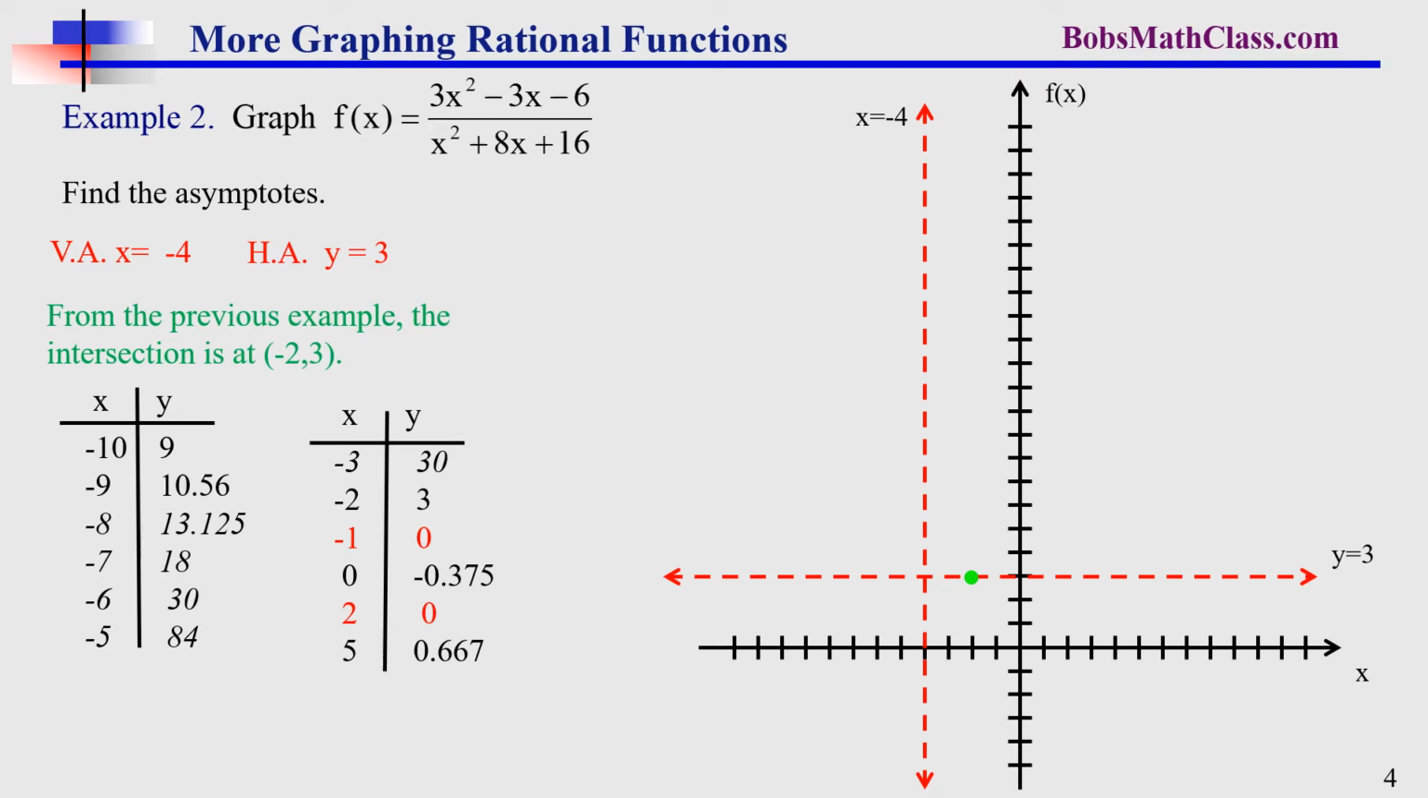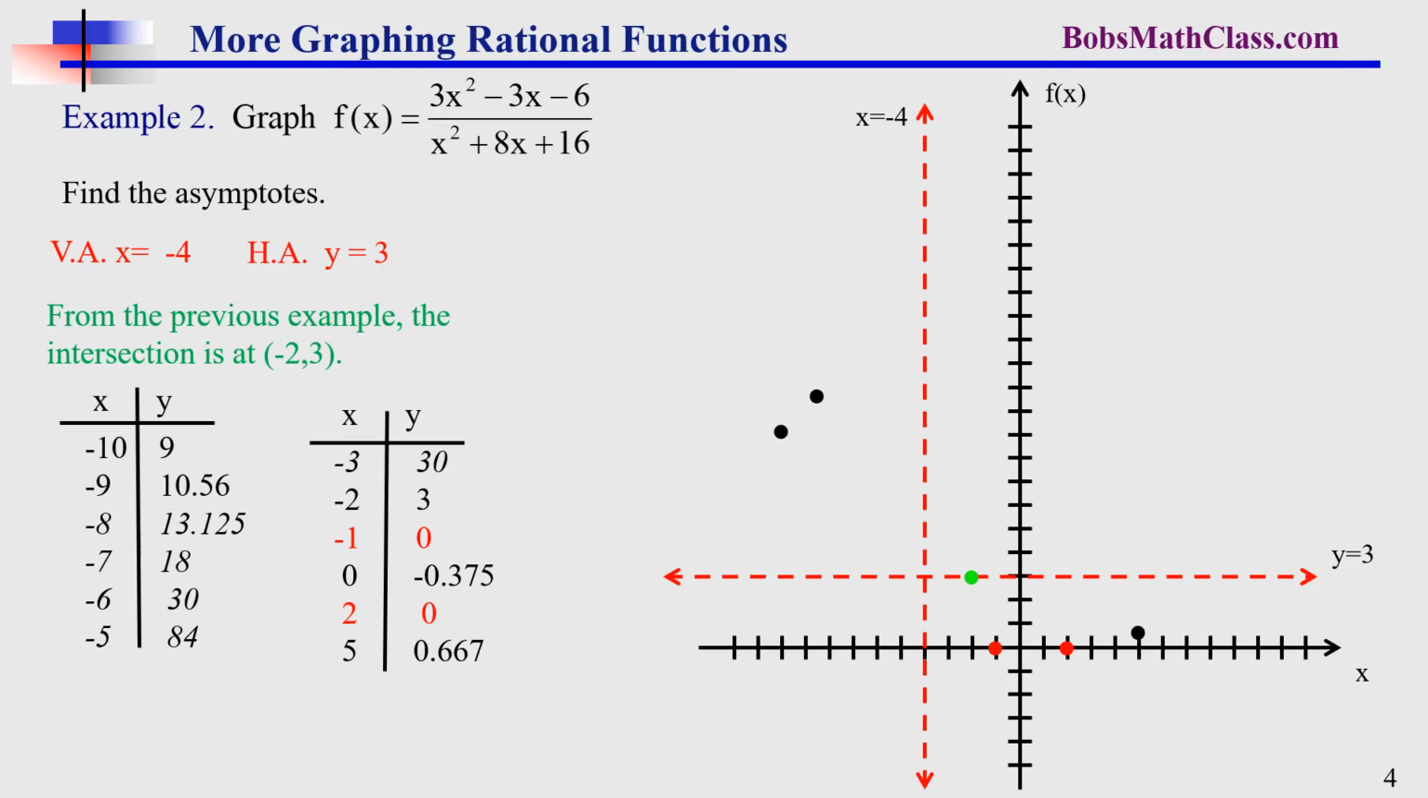You could also change the scale, so you can do that. You could get the (-3, 30), but then it's kind of hard to tell, like we have -0.375, so I don't want to do that. It's your call. All right, so let's plot some of those points. To the left, I have (-10, 9) and (-9, 10.56). So those are the two on the left.